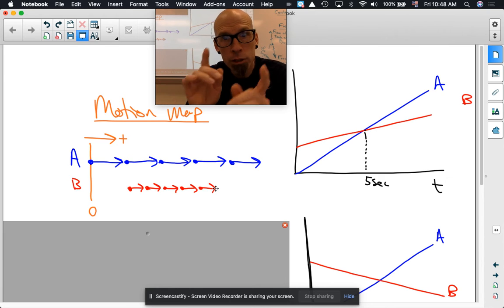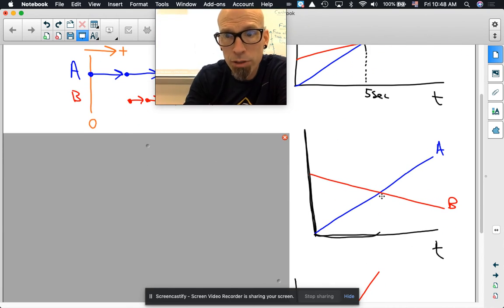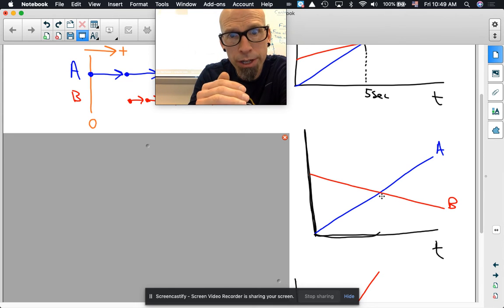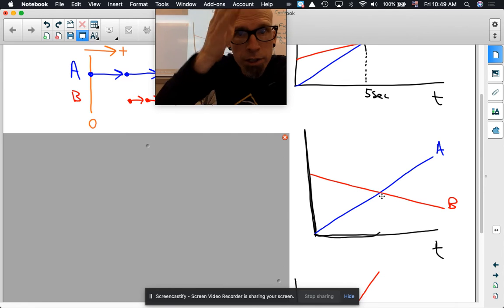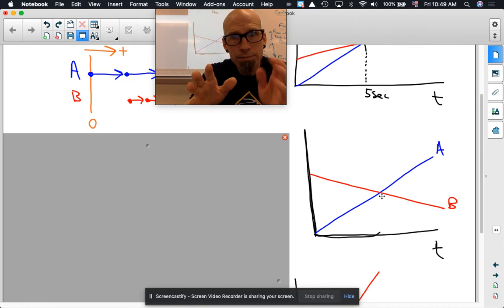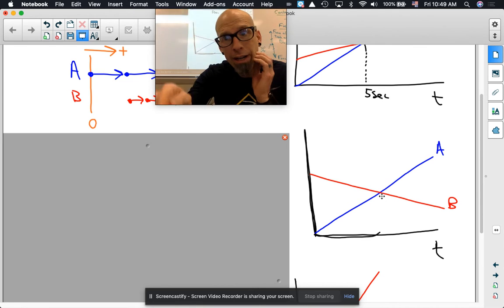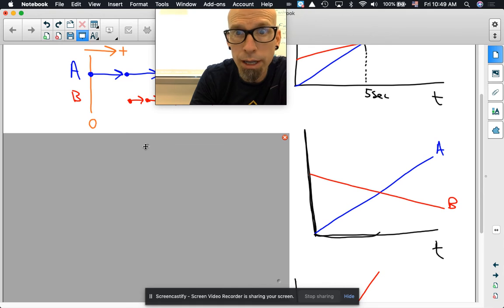Okay, so what I'd like you to do now is take a look at the second graph. So this is graph 2 from the worksheet. I want you to try to sketch a motion map for that. So pause the video, sketch your vertical line with your 0 and then your positive direction, and then try to draw what the motion map looks like for graph 2. Pause the video, do that, and then come back and I'll show you what it looks like.